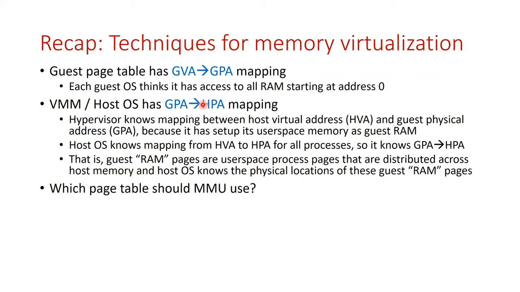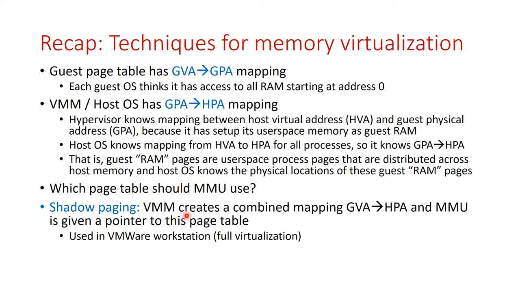Now, there are two solutions to this problem. The first is what is called shadow paging. The VMM will create a combined mapping. It will use these two mappings to create a combined guest virtual to host physical mapping, and the MMU is given this combined page table. This page table is called the shadow page table, and this technique is called shadow paging. It is used in systems like VMware Workstation, based on full virtualization, that we studied in the previous lecture.